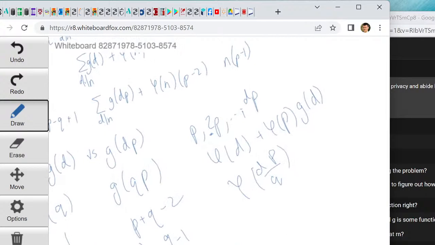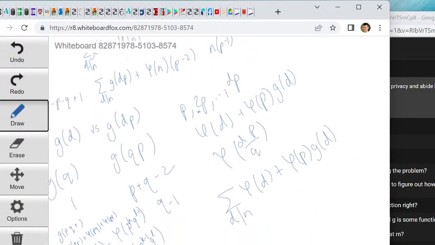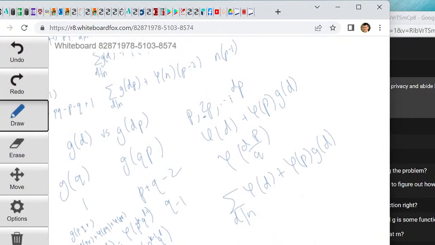So we have the sum over D dividing N of phi of D plus phi of P times G of D. And this is equal to N plus phi of P times the sum over D dividing N of G of D.